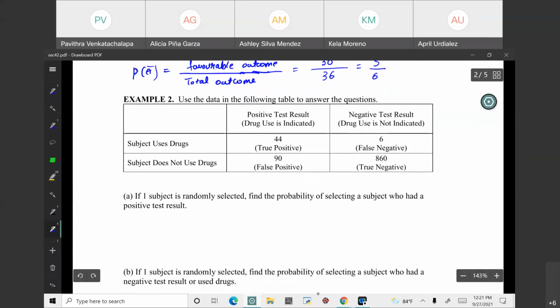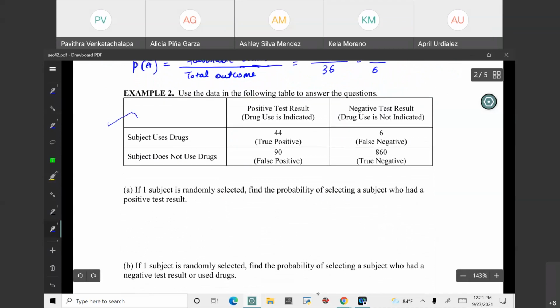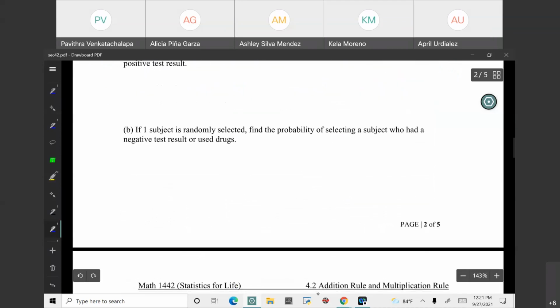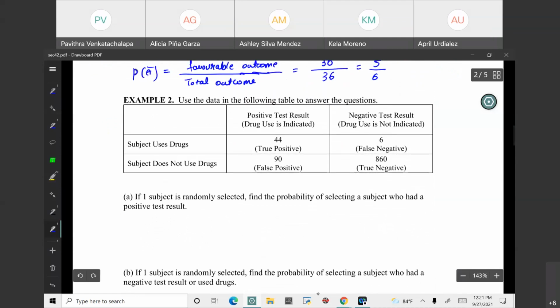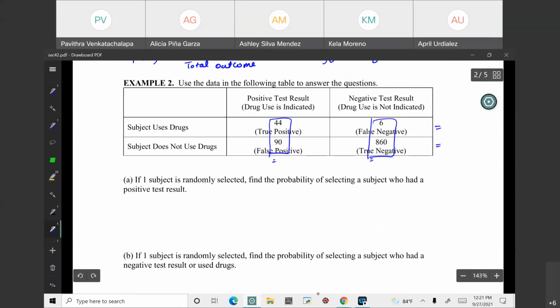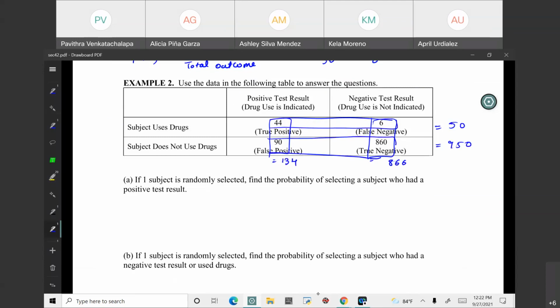Next question. They are giving us a table and they are asking us to answer a few questions. So first, before you do anything, add these numbers. 50, 950, 134, and 866. It has to be correct. Tell me if it is wrong.